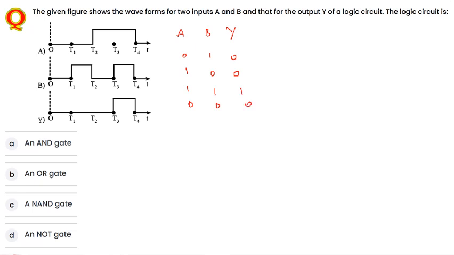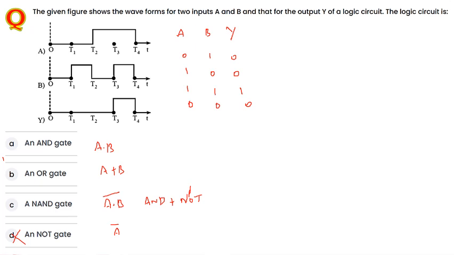Now first go through the AND gate. You already know the AND gate formula: A dot B. The OR gate is A plus B. The NAND gate means A dot B whole bar. That is the AND gate plus a NOT gate. The NOT gate is simply A bar. The NOT gate has only one input and one output, so that option won't be there.